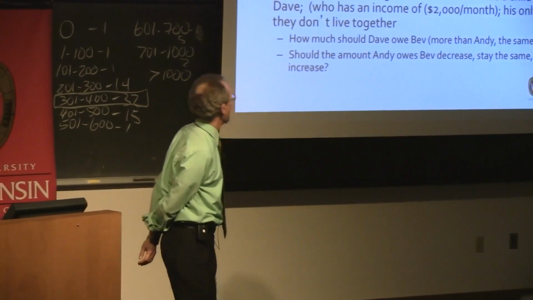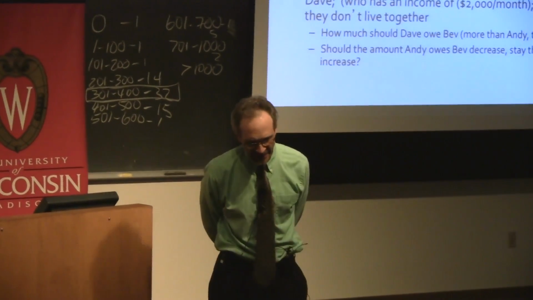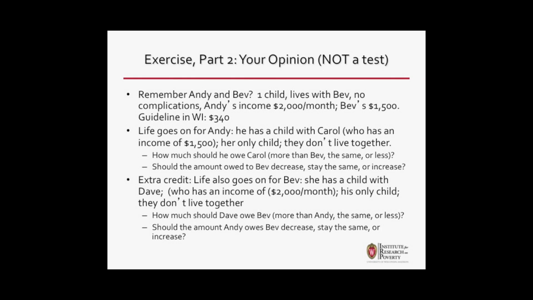All right. So, let's just do the basic one. So Andy has gone on. He's had this other kid with Carol. He doesn't live with her either. How much should he owe Carol? More than Bev, the same, or less?